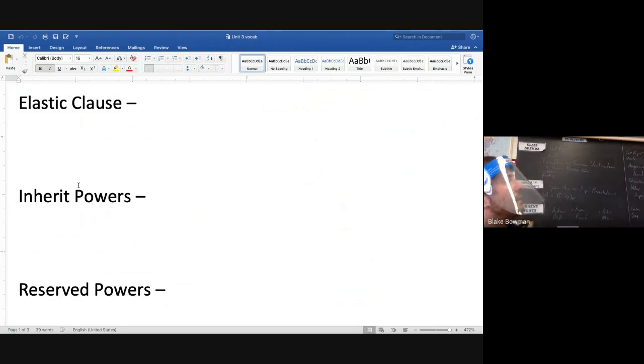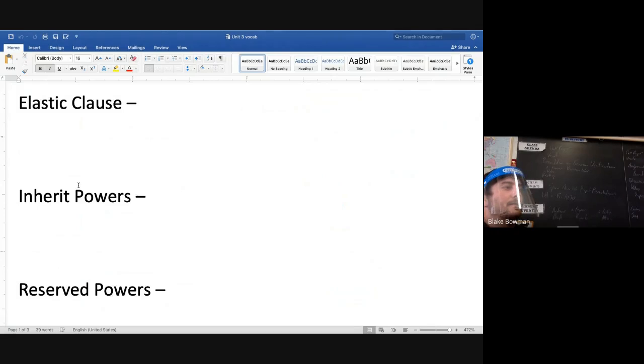All right, so elastic clause, what do we have? What is the elastic clause? We already went over this. Just another name for it. Alex, what do you got? The necessary and proper clause that gives Congress the implied powers. Yeah, good job. So necessary and proper clause, right? McCulloch versus Maryland. It's just really the expansion of the national government's powers. Okay, that extends past what the Constitution states. Good. Inherent powers. What are inherent powers?